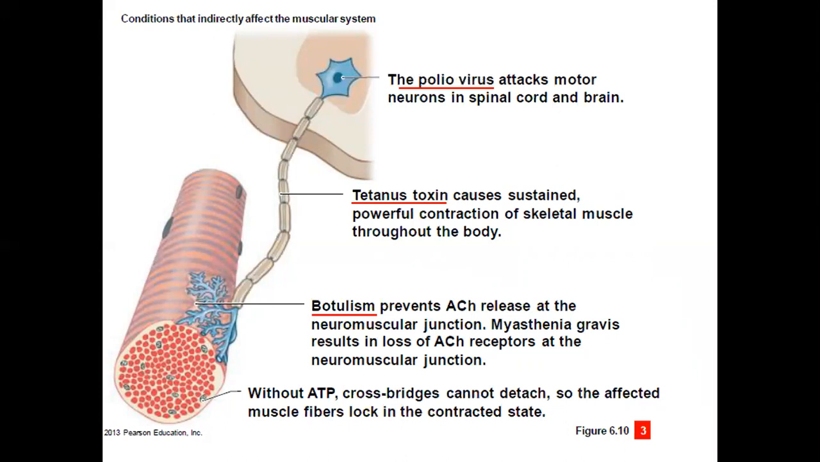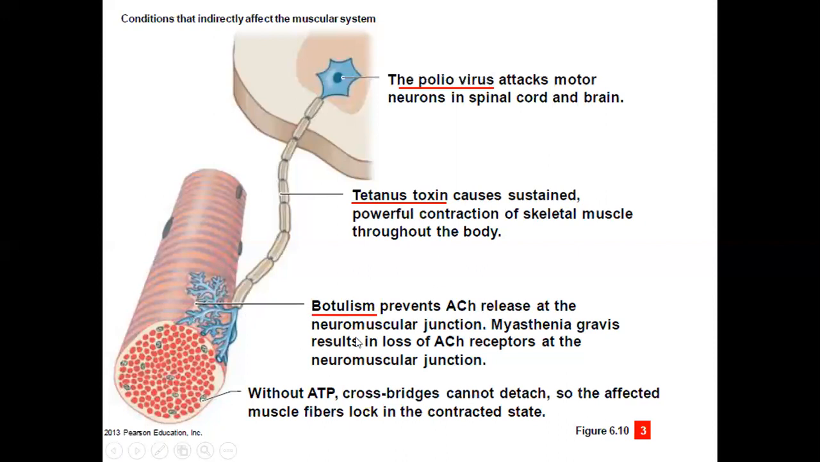Tetanus toxin, we talked about a little bit. The tetanus toxin basically causes sustained powerful contractions throughout the entire body. So it basically causes a hyperstimulation of the motor neuron as opposed to a blockage of the motor neuron, where you get way too much activity from the motor neuron telling the muscle to constantly contract.